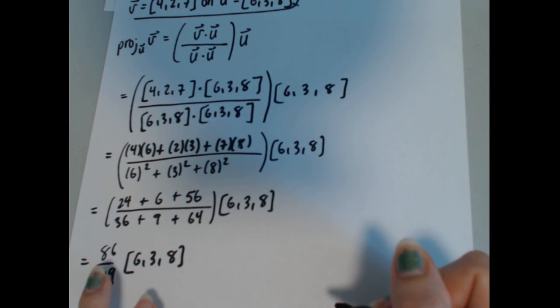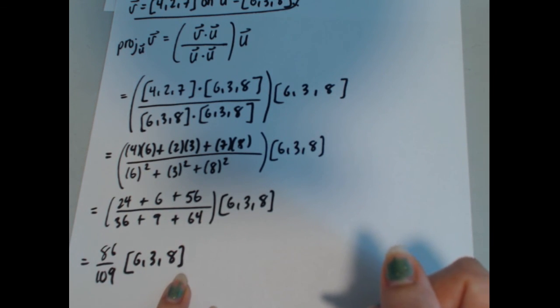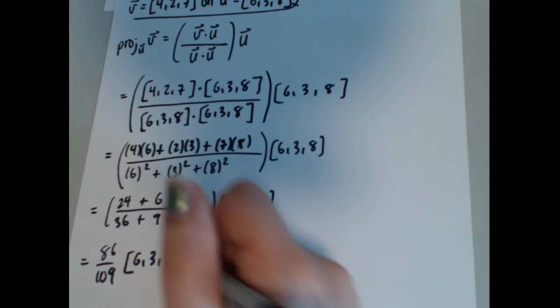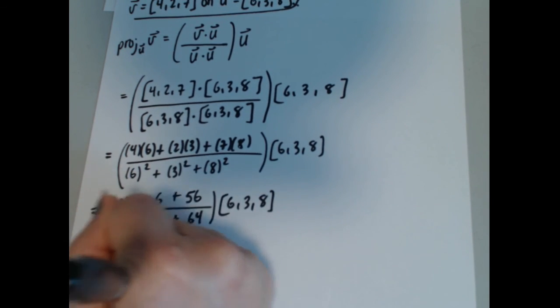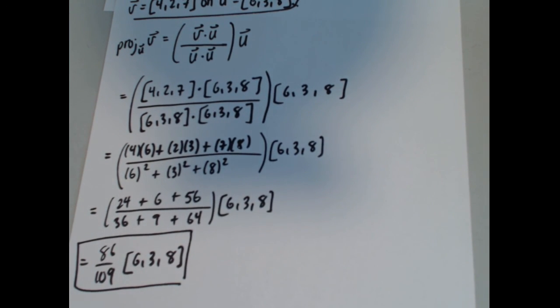Okay. Now, you could take that scalar multiple and multiply it to every piece inside the vector. I'm not going to do that, and the reason for that is it's going to make the next part more difficult if you do that. So I'm just going to leave that as such. Okay, so that's the projection.